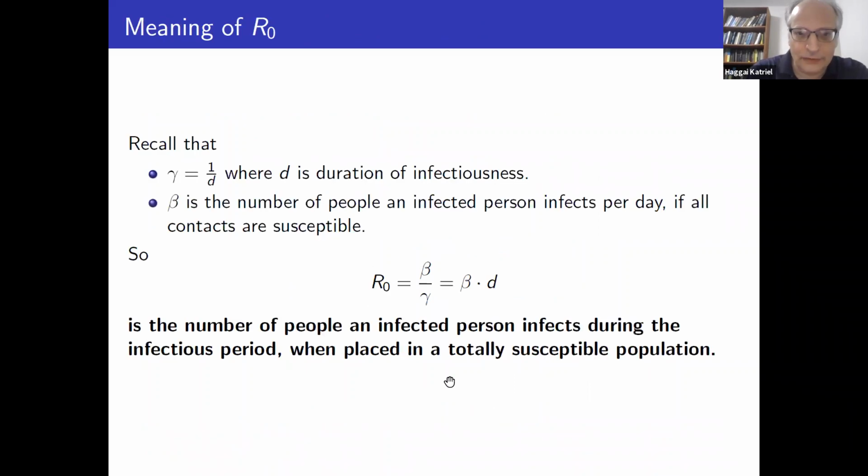R0 can be interpreted very simply because R0 is beta over gamma, and 1 over gamma is the average infectious period. So R0 is the number of people that an infected person infects per day in a totally susceptible population, times the length of time during which the person is infected. So it's actually the number of people that an infected person infects during the whole period in which he's infectious.